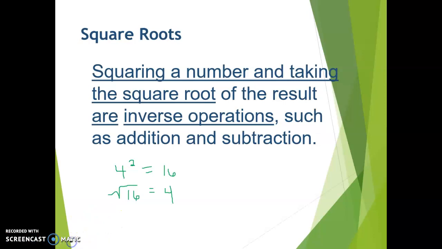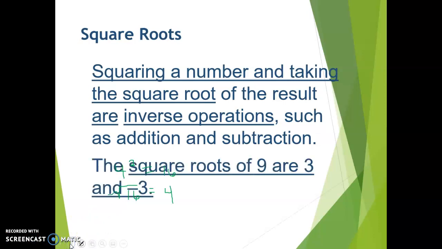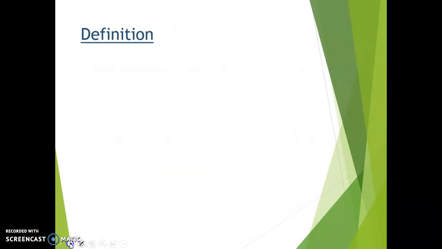Those are inverse operations. The square roots of 9 are 3 and negative 3. The square roots of 16 are 4 and negative 4. We know that because negative 4 squared equals 16, just the same as positive 4 squared equals 16. So when we take the square root of 16, for example, our answer is not just 4, but is actually plus or minus 4. Either one of those numbers would work.